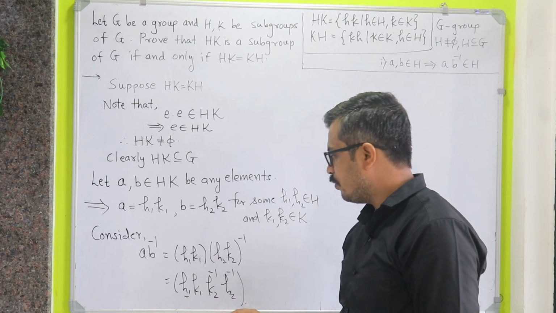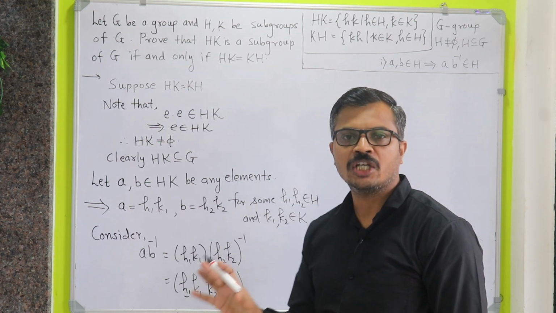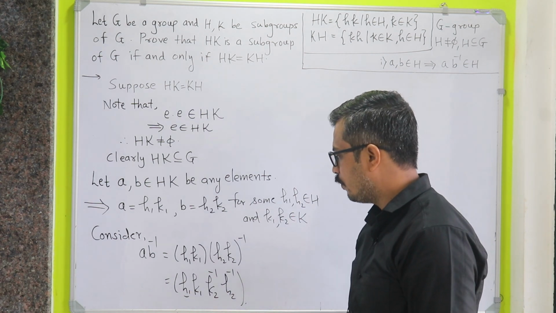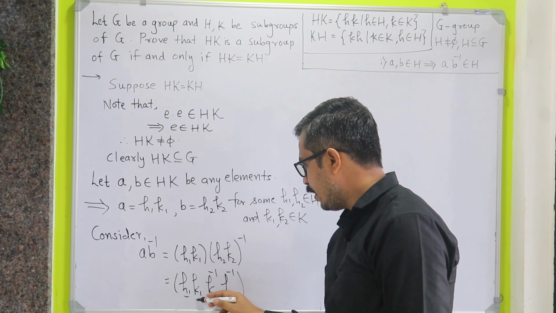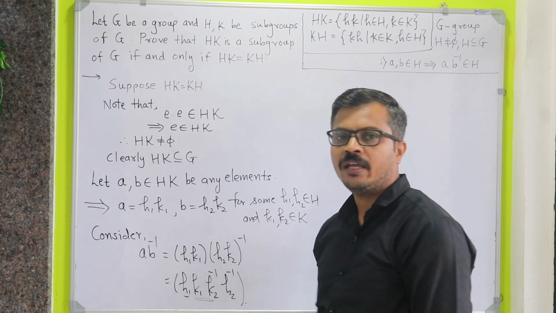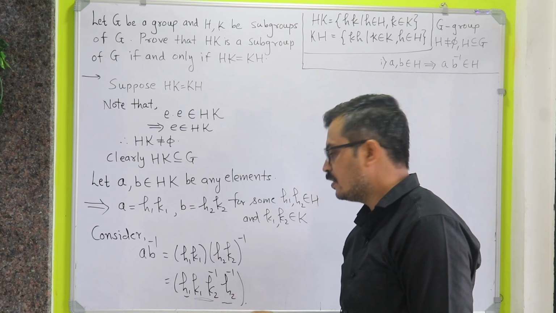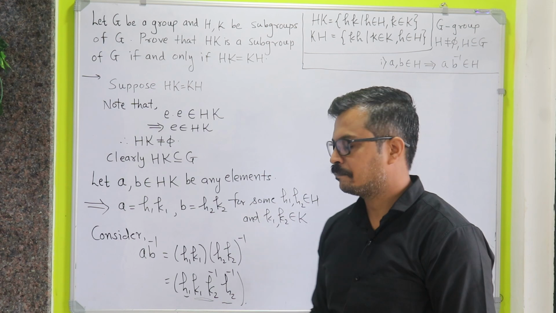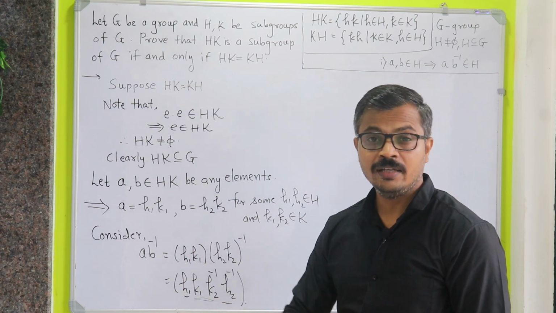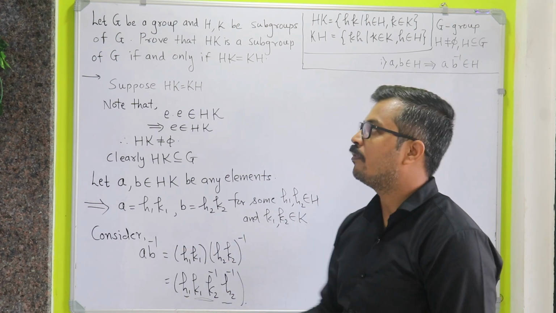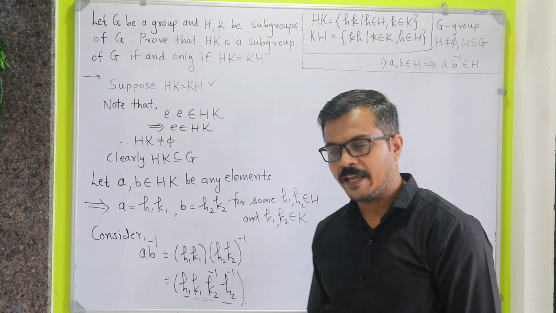So if anyhow we get an element of K on this side, then we can conclude that this is an element of HK. But the problem here is this K1 K2 inverse is an element of K, no problems for that, but this H2 inverse is an element of H again. So in order to prove AB inverse belongs to HK, definitely we have to take the help of the given thing, that is nothing but HK is equal to KH.